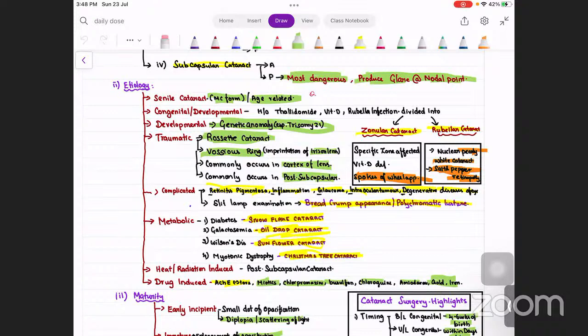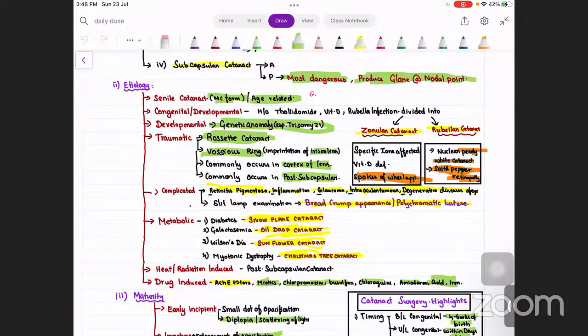Snowflake cataract is seen in diabetes. Oil drop cataract is seen in galactosemia. Sunflower cataract is seen in Wilson disease. And Christmas tree cataract is seen in myotonic dystrophy.